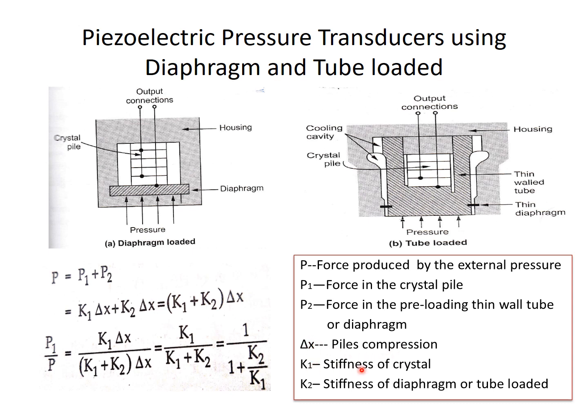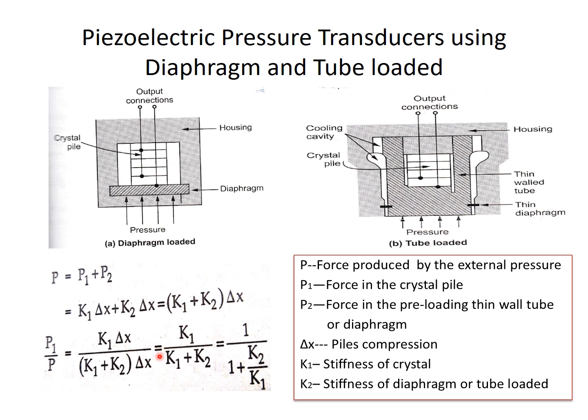K1 is the stiffness of the crystal, and K2 is the stiffness of the diaphragm or tube loader. Now P1 relates to the crystal, so P1 equals K1 into del X, where K1 is the stiffness and del X is the change in deformation. K2 is the stiffness of the diaphragm and del X is the compression. Taking del X outside commonly, we get P equals K1 plus K2 into del X. If we take the ratio P1 divided by P, we know P1 is K1 into del X, and P is K1 plus K2 into del X.